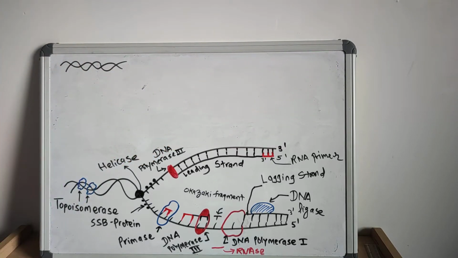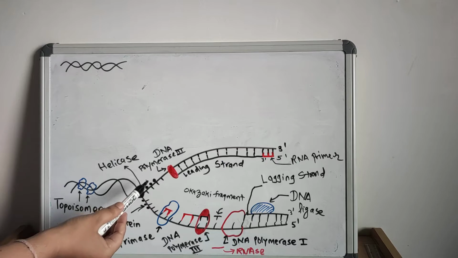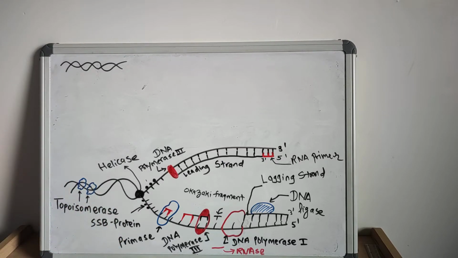So now what did we do? First of all, there is the identification of the origin of replication, and the helicase breaks down the hydrogen bond holding the base pair together. And now there are SSB proteins, single stranded DNA binding proteins. These SSB proteins bind to the single stranded portion of each strand of DNA, preventing them from reassociation and protecting them from degradation by the nucleases.